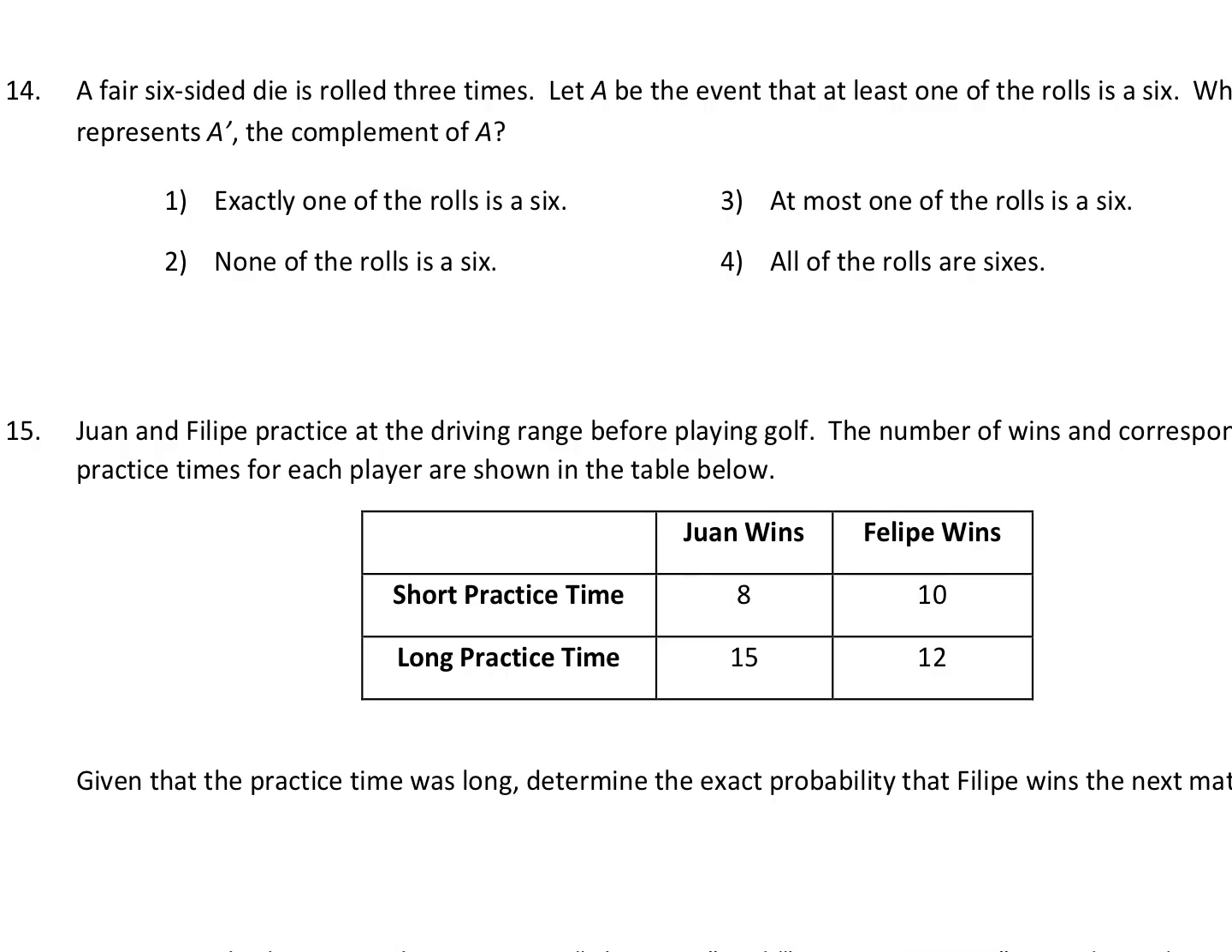Okay, number 14. A fair 6-sided die is rolled 3 times. Let A be the event that at least one of the rolls is a 6. They want to know what represents the complement of A. This little symbol right here means a complement. If you recall, the complement just means you can think about the word "not." It means what is not in set A. So if A represents the event that at least one of the rolls is a 6, then the complement would be that none of the rolls is a 6. So that would be choice 2.